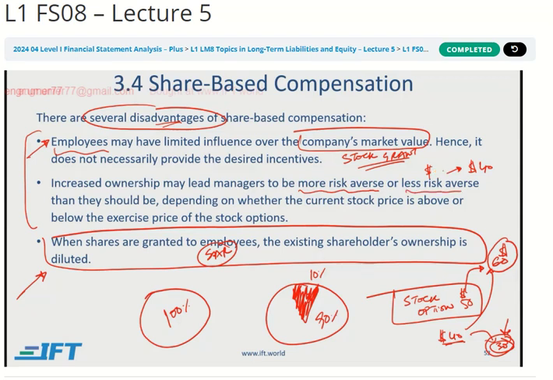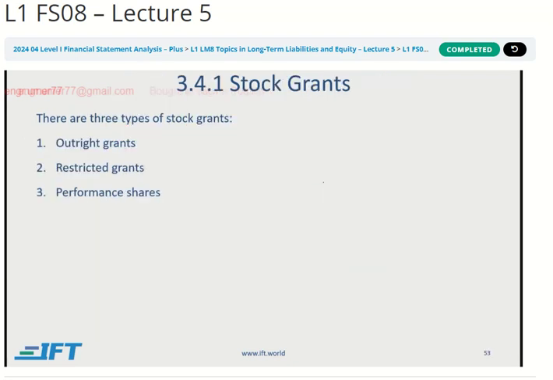Or if you give them an option to buy at 50, which is above the market price, and they need to drive it to 60, they might become very, very risk-taking. So these stock options also have the problem that they make the management either very risk-averse or too risk-taking. So these issues are there with share-based compensation. So it's a delicate area. It has to be planned in a very balanced way, so that management doesn't become too risk-taking or too risk-averse.